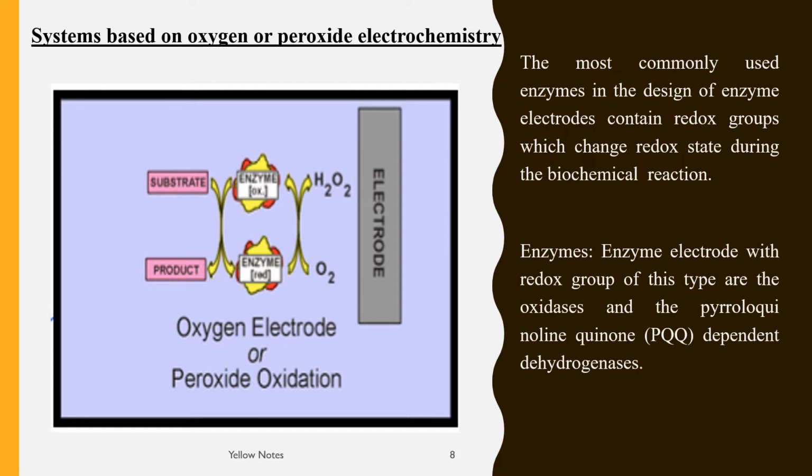These enzymes normally return to their active oxidized state by transferring these electrons to molecular oxygen, resulting in the production of hydrogen peroxide. As both oxygen and hydrogen peroxide are electrochemically active, the progress of the biochemical reaction can be followed by either reducing the oxygen or oxidizing the hydrogen peroxide. The method based upon oxygen reduction at an oxygen electrode, or measurements based upon hydrogen peroxide oxidation, is one of the most popular approaches.